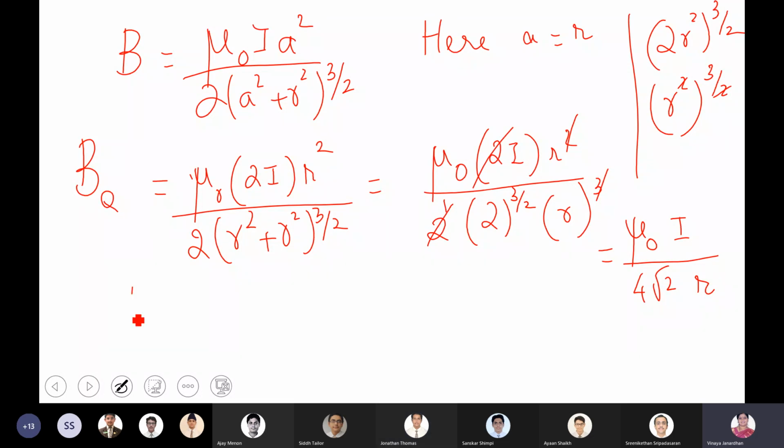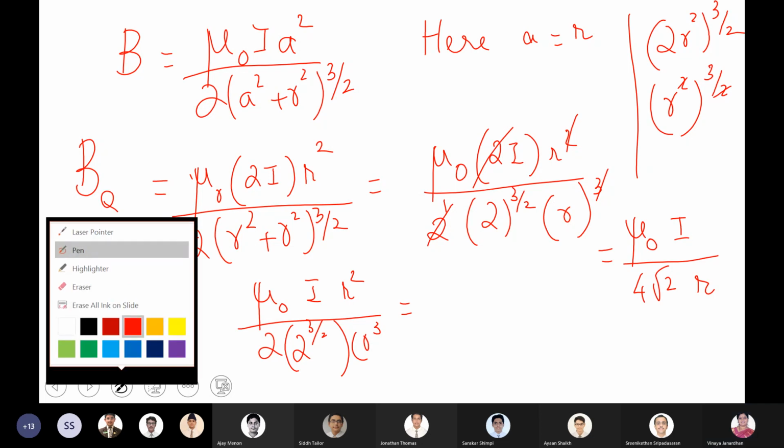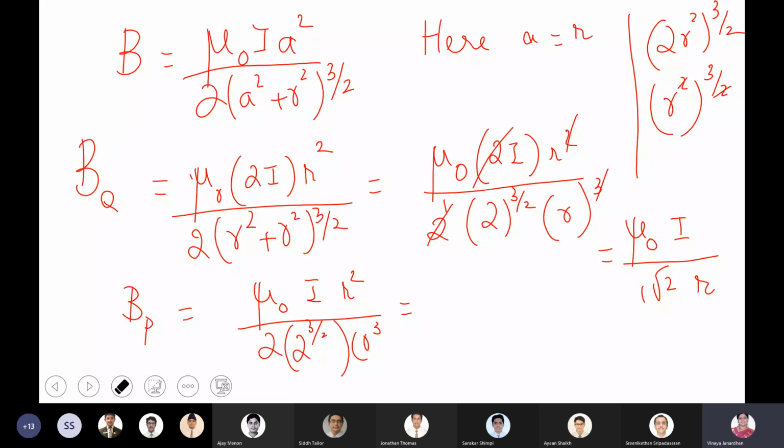That is BQ. Then what is BP? The same. Only thing is that you will have mu naught I R squared by 2 into 2 to the power of 3 by R cube. So that will be, what is BP? Sorry, boys, here did I make a mistake? Cube root of 8. Cube root of 8 is 2 root 2. Yes, ma'am. This is 2 root 2, right? Okay, what will be BQ? Sorry, BP. This is BQ.